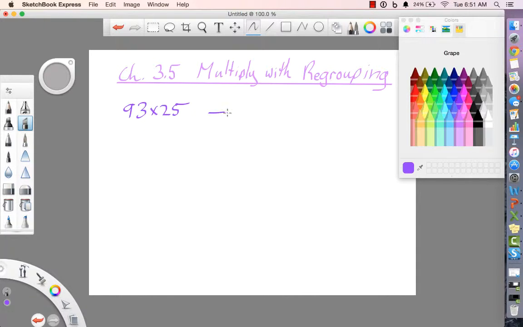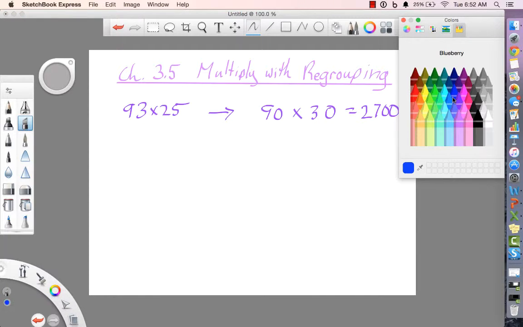And we're going to estimate. So we're going to say 90, because that rounds down, and 30, because 25 rounds up. And 90 times 30, 9 times 3 is 27, plus our two zeros, so 2,700. Hopefully that makes sense to you.